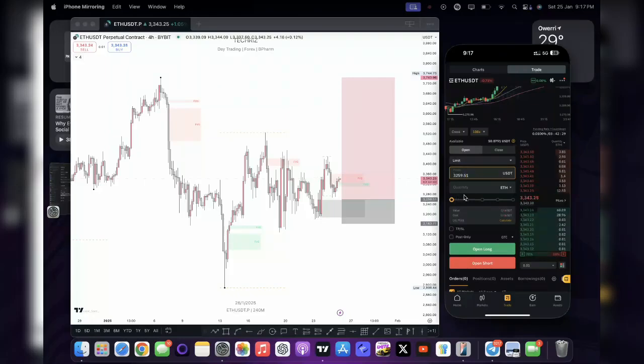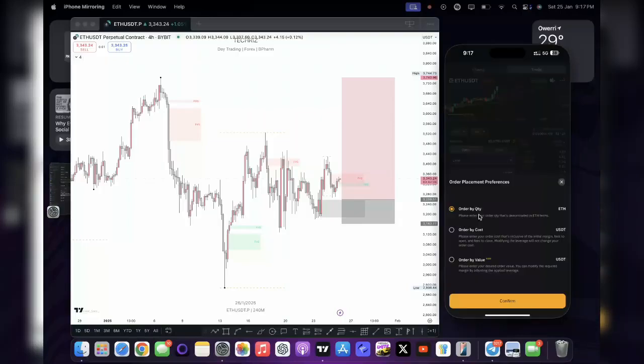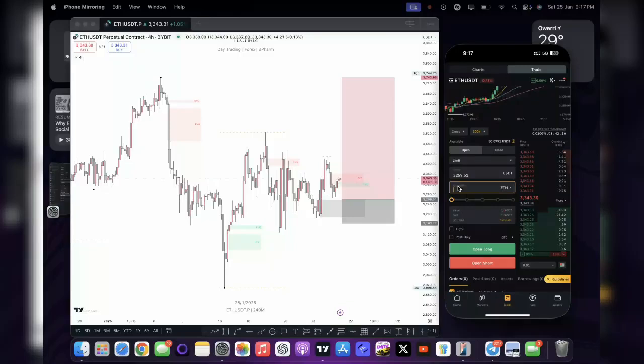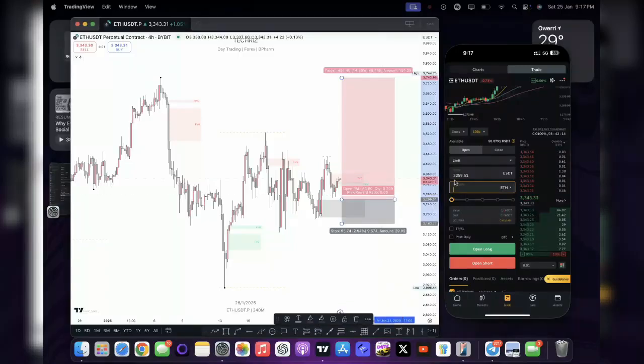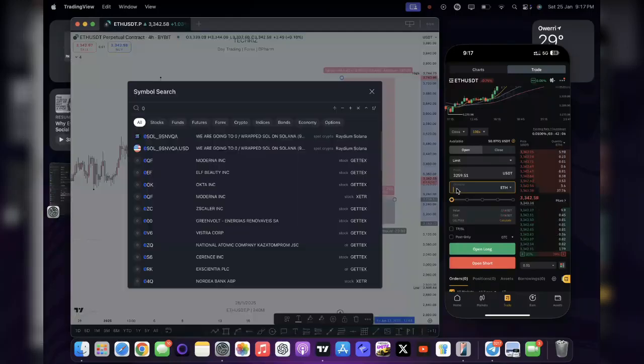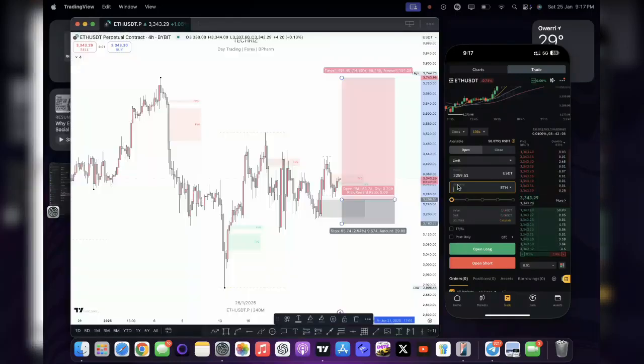Instead of dragging this, this ETH now is quantity, right? So you see order by quantity. If yours is in any of these two, just change it to order by quantity. Then click on confirm. Then for quantity, you put the amount that TradingView showed us, 0.209, but I'm going to approximate it to 0.21. So if you see a differing figure, just know it's because of the approximation. Can it allow 0.209? No, it just allows two figures.